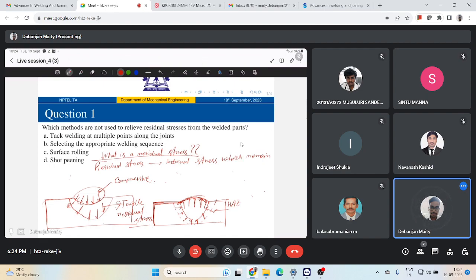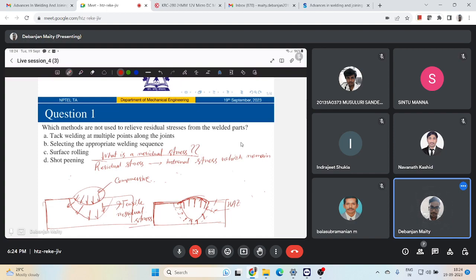Any question? Why this? What is residual stress particularly? Now, how can you measure this residual stress? There are different kinds of techniques, of course.